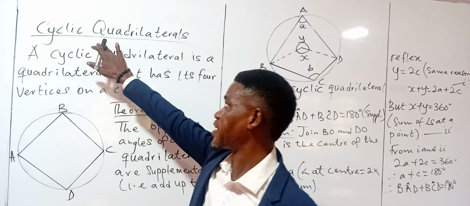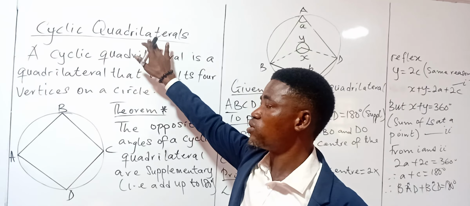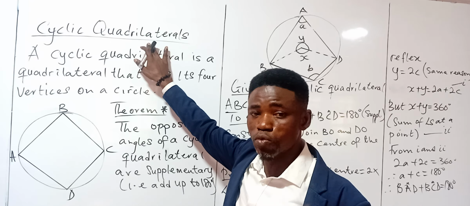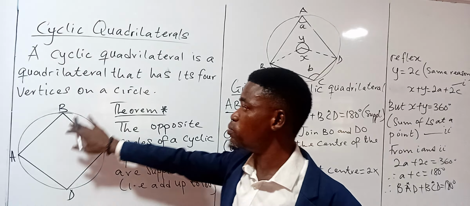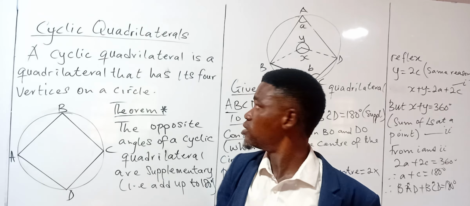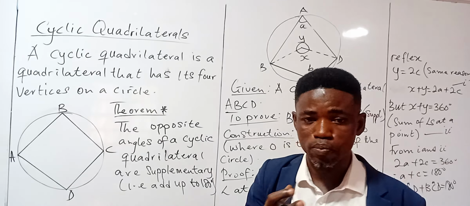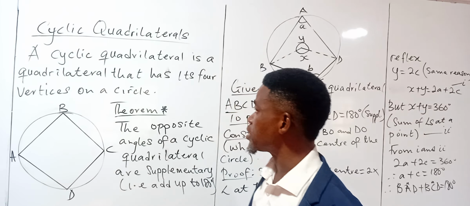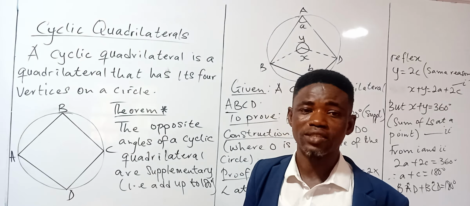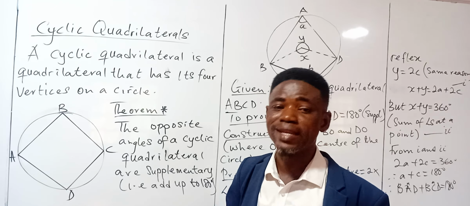Now we want to look at the cyclic quadrilateral. This is one of the theorems in circle geometry 1. Now, how do we prove this one? The theorem states that the opposite angles of a cyclic quadrilateral are supplementary. What does that mean? That is, the sum of the two angles adds up to 180 degrees.